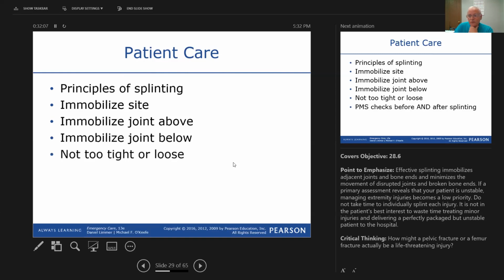We want to make sure whatever we put on to immobilize that site is not too tight, so that it cuts off circulation or impairs nerve function distal to the fracture site, or too loose, so that it's still allowing bones to move, okay? This is part of our ongoing assessment that we talked about in assessment. You may have put a perfect splint on, but now there's swelling and it's getting too tight. That's why we're constantly doing ongoing assessment and reassessment, making sure that whatever interventions we're doing are still working the way they're supposed to.